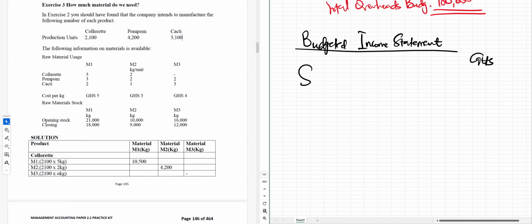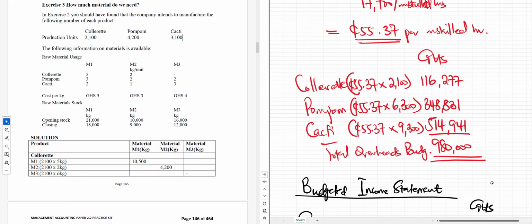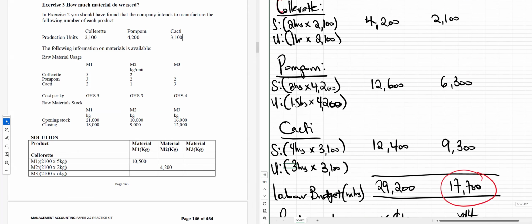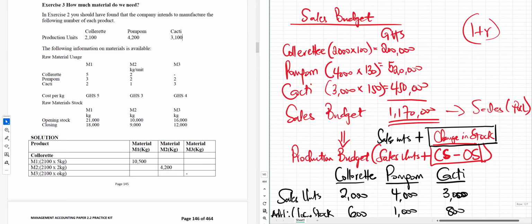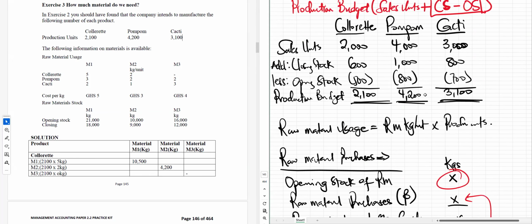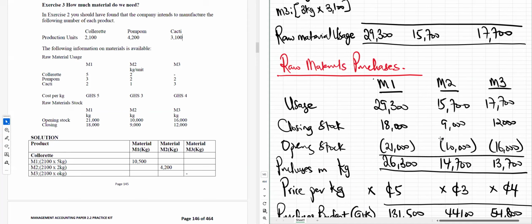So we'll take our sales, and sales, we have already worked for it, right? What did we get for our sales? This one will definitely give us a loss position. Our sales was what? Sales budget was 1,170. Remember?